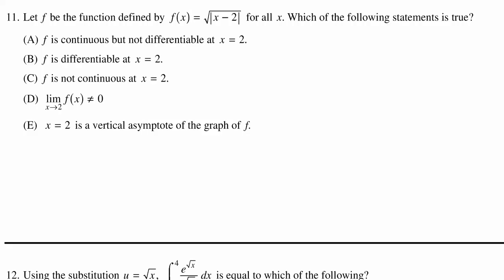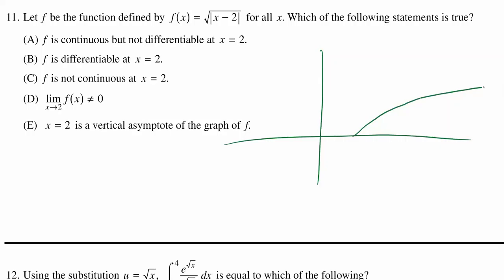Differentiable. Let's check that. The graph of a square root of x minus 2 should look something like this. A normal square root looks like this. But if we do the absolute value, it reflects itself. So it looks something like this. So what's happening here is our cusp, or our sharp point. So therefore it would be not differentiable at 2.